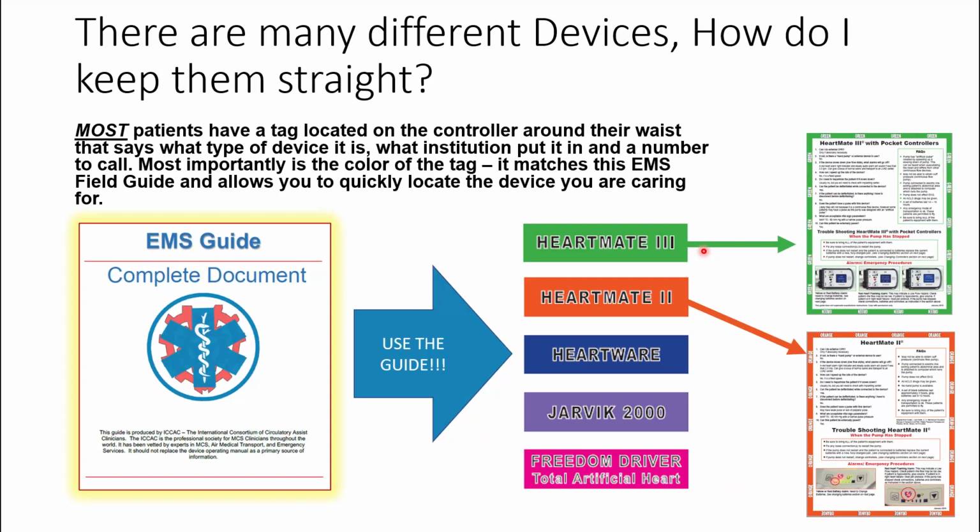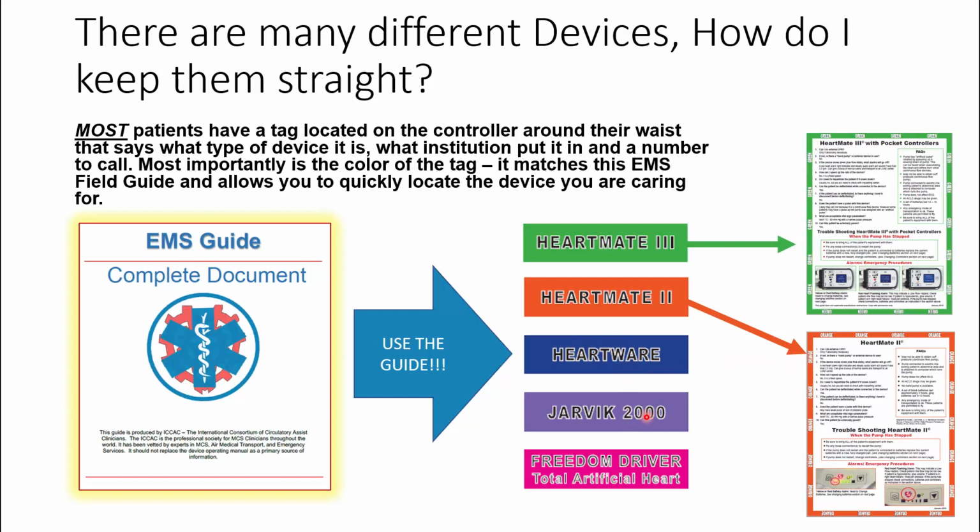Now, they should have a sticker that corresponds to this. And in the guide, they have pages with these colors around them that match the device and the sticker they should have on them. So the HeartMate 3 is green, and it has this green border, the instructions on it. There's several pages of that. The HeartMate 2 is this orange color. The HeartWare, which is the other one that I couldn't remember the name of, that one is blue.